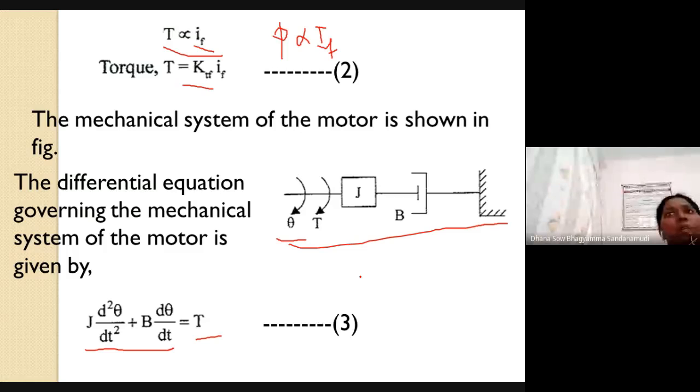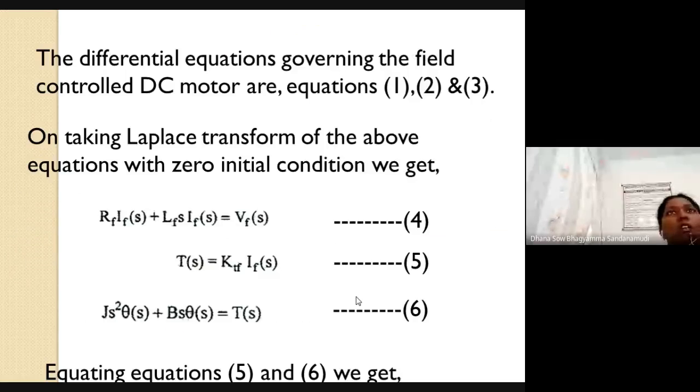Here back EMF is not present because this is not the armature, so you will get only 3 equations here. These are the 3 differential equations which govern the field winding of the DC motor. If you take the Laplace transform of these 3 equations, you will get this: RF IF(S) plus LF S IF(S) equal to VF(S); T(S) equal to KTF IF(S); JS square theta plus BS theta(S) equal to T(S). So these are the 3 equations.